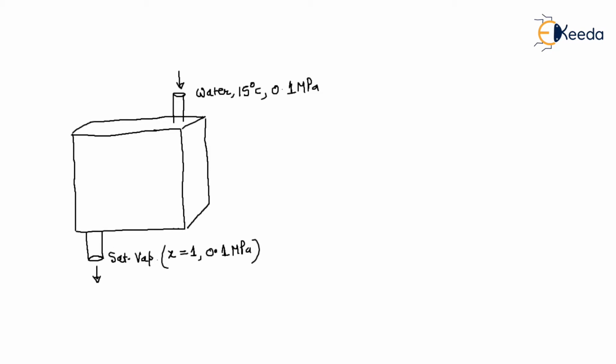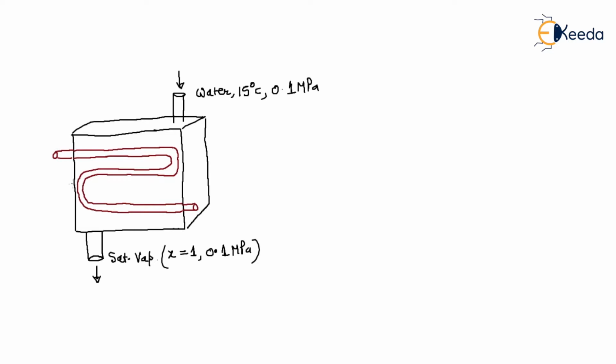And there is a multiple pass tube, like that. This is your multiple pass tube, right? In which this is your inlet and this is your exit, right?